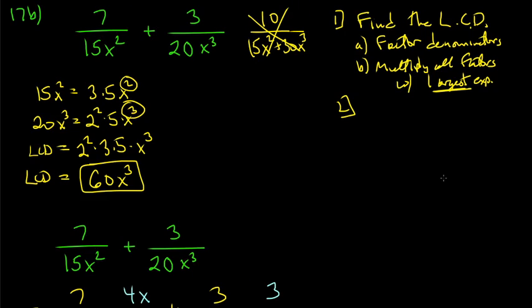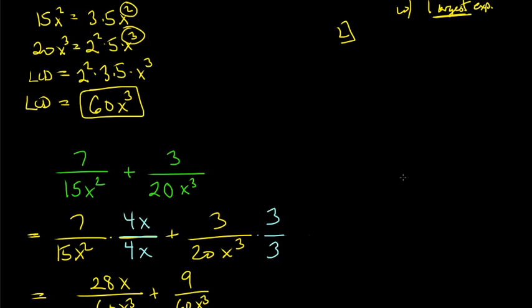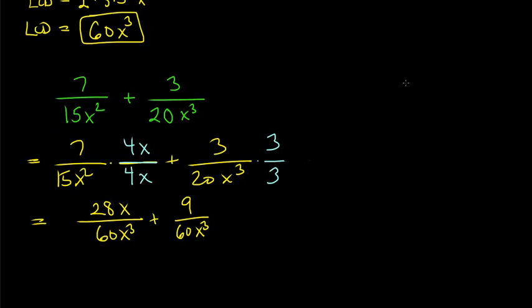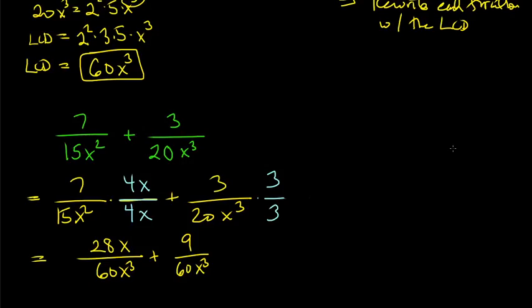So the whole point for step 2 is to rewrite each fraction so that they have the same denominator. Rewrite each fraction with the LCD. And so we did that, right? Both of the denominators here now are the LCD, 60x cubed. Okay, so that's step 2.